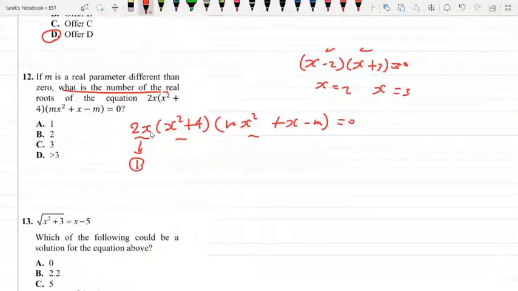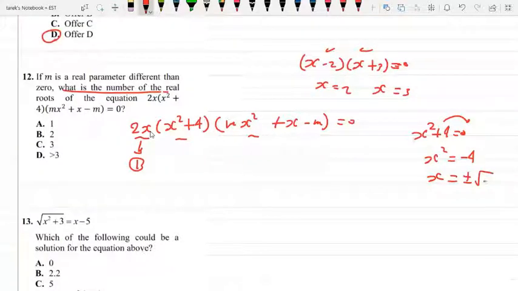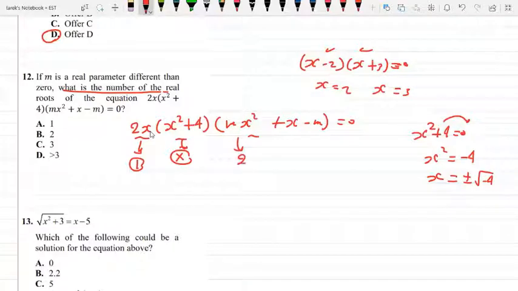X squared plus 4, if it is equal to 0, this gives me nothing, because if you take the 4 to the other side, it will be negative 4. So x cannot be the square root of negative 4. That gives me nothing. No real zero, imaginary zero. And this quadratic equation gives me 2 roots. These 2 roots and 1 root equals 3 roots. So the number of real roots in this equation is 3.